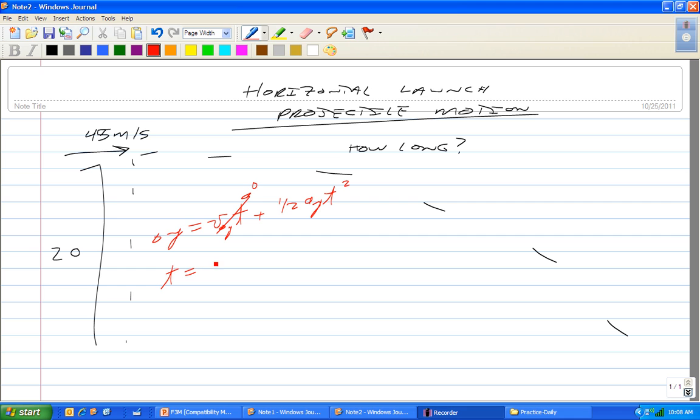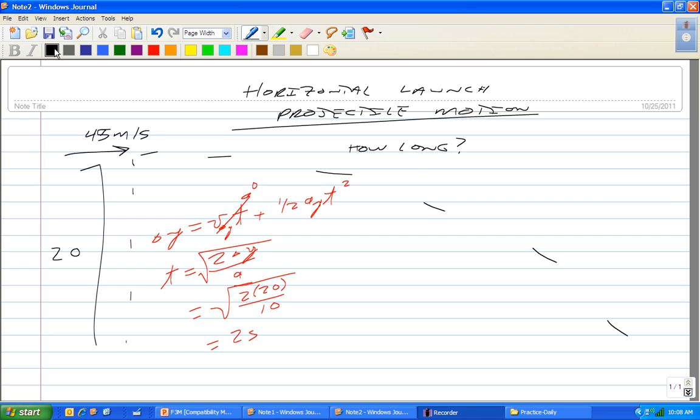I know that time then, just doing algebra, is the square root of 2 times delta y over a. So that's the square root of 2 times 20 over 10. So it takes 2 seconds to hit the ground, right? Which is exactly what it would take if I just dropped it. It's how long it would take if I launched it at 90 meters per second. So what's the difference between dropping it and launching it at 45 meters per second horizontally? How far it goes horizontally, right?